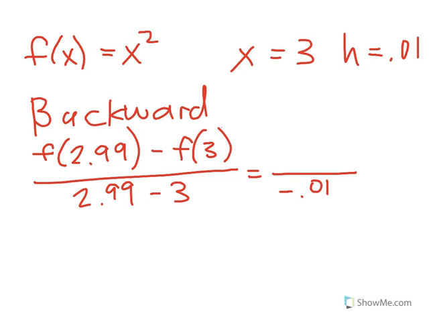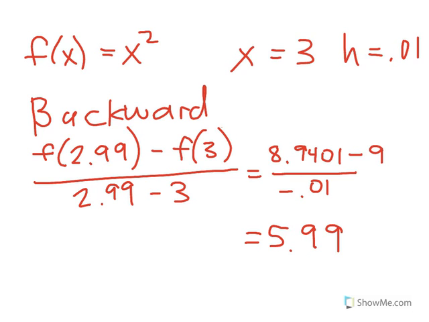Notice that in the bottom, my difference is still just h. It turns out that it's negative, but so will the numerator. That value is also going to be negative because it's going to be 8.9401 minus 9, which is also going to be a negative number. When I do that subtraction and divide by 0.01, what I'm going to get is about 5.99, and the negatives are going to cancel each other out.